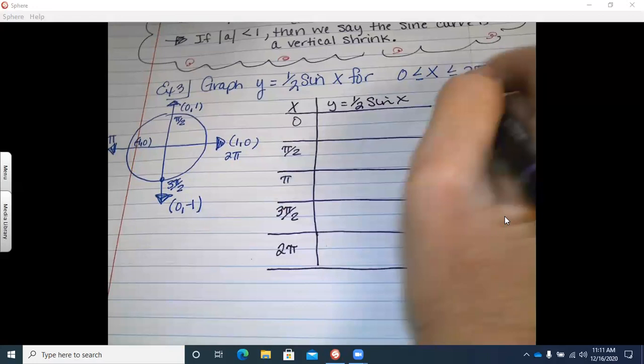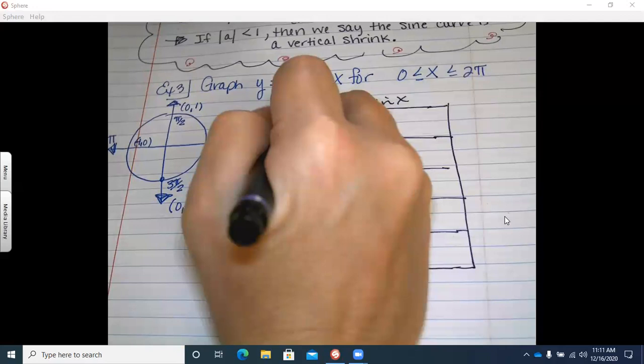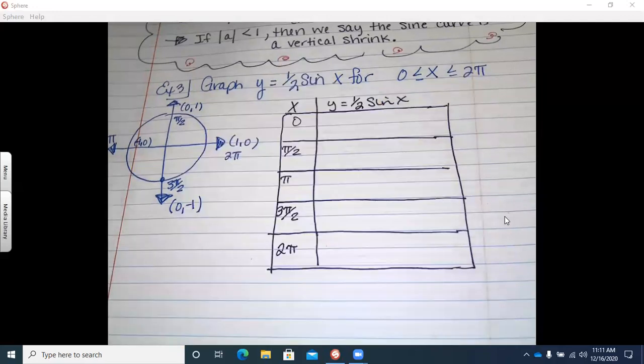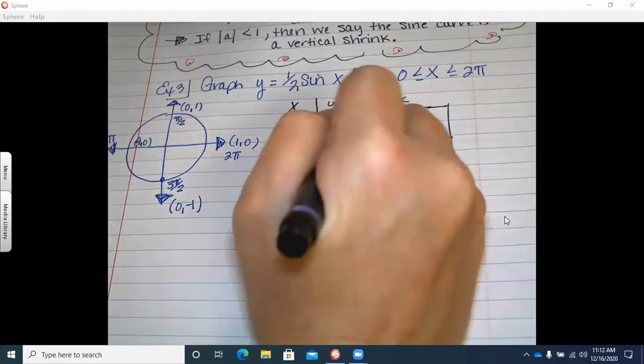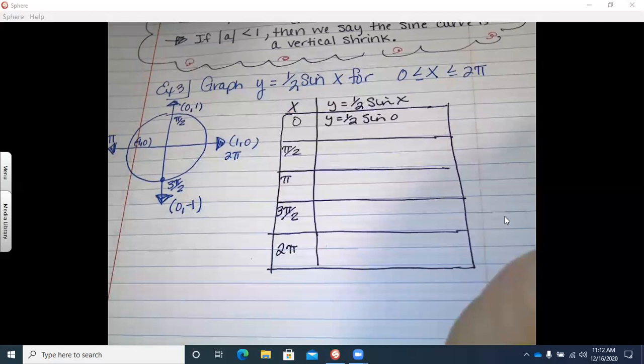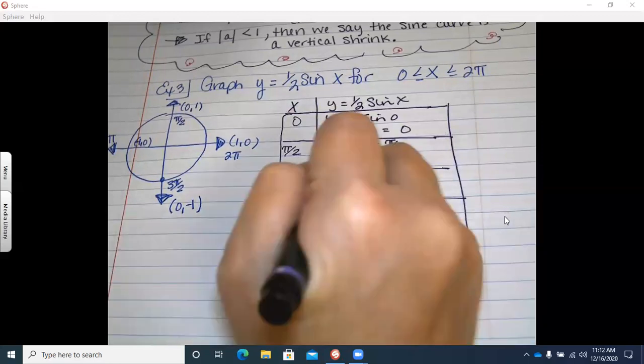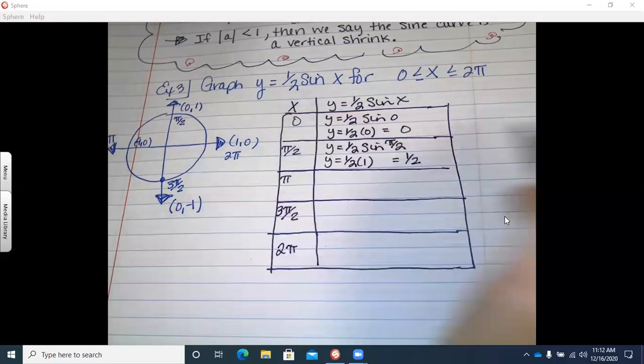All right, so I'm pretty sure y'all can do this on your own, so I'm going to go fairly quickly. So I'm going to start at 0. So y equals 1/2 times the sine at 0, substituting in 0 for x. What is the sine at 0? 0. So what's 1/2 times 0? 0. So ordered pair 0, 0. Now go to pi halves. Y equals 1/2 times the sine at pi halves. The sine at pi halves is what? 1. So y equals half of 1. What's half of 1? 1/2. Now go to pi. Y equals 1/2 times the sine at pi. What's the sine at pi? 0. So 1/2 times 0 equals 0.